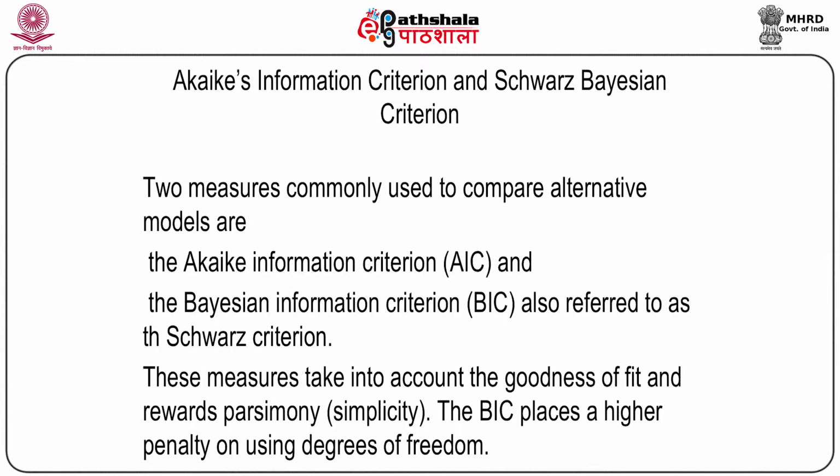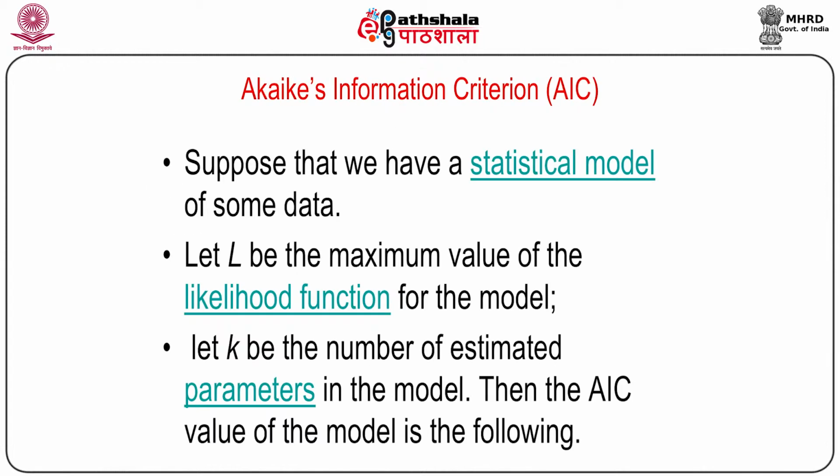Now finally we will discuss two goodness of fit criteria. One is the Akaike information criterion and the other is the Schwarz Bayesian criterion. These measures take into account goodness of fit and reward parsimony, or simplicity. The BIC places a higher penalty on using degrees of freedom. Now let us start my discussion with the Akaike information criterion.